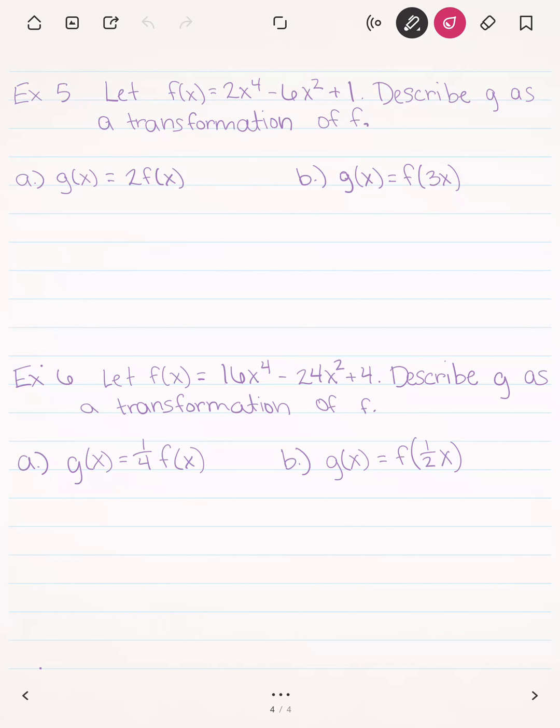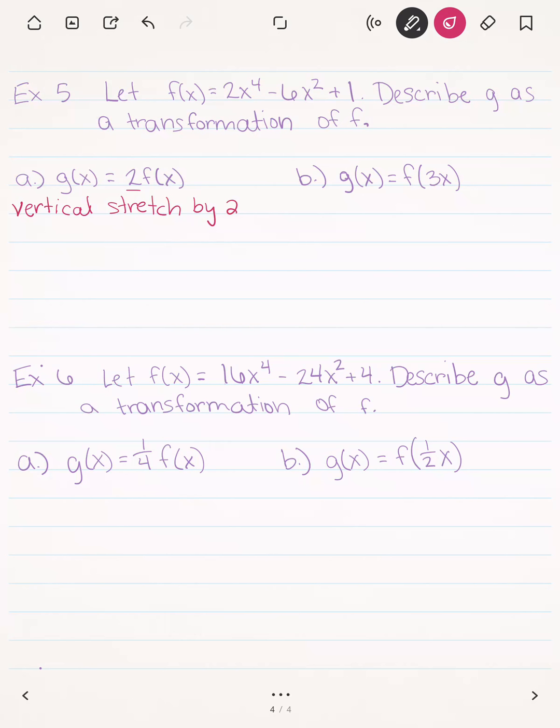Looking at example 5, it says let f of x equal 2x to the fourth minus 6x squared plus 1. Describe g as a transformation of f. Well, this is where it gets tricky. If it's on the outside like A, this means it's going to deal with vertical. And since the number is bigger than 1, it's a vertical stretch.